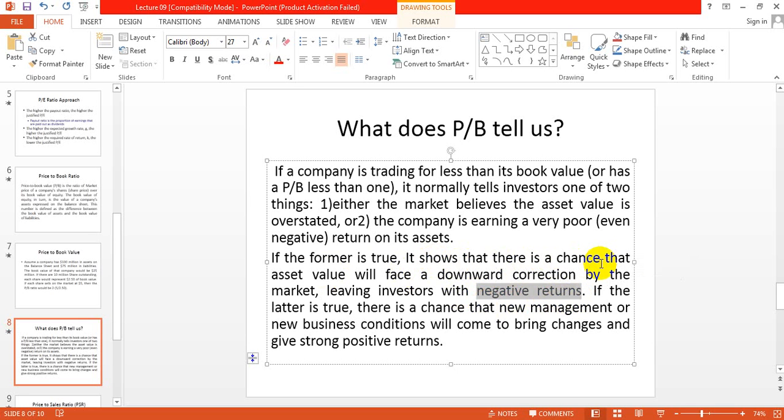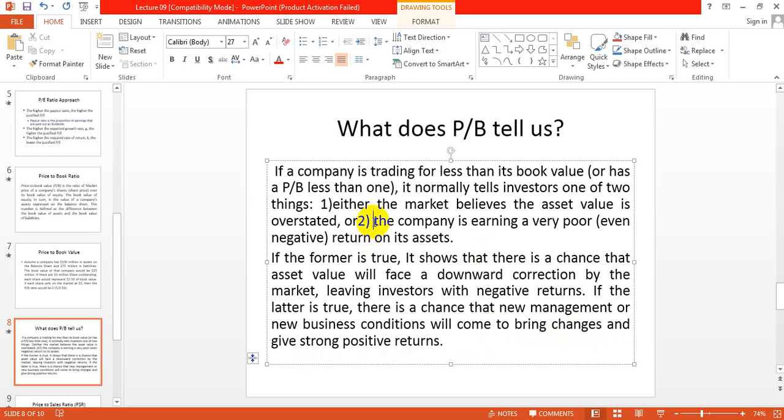It shows that there is a chance that asset value will face a downward correction by the market, that the asset value will come downward, and if the asset value comes downward, investors will be in losses. The second, if the latter is true, the performance of the company is poor. If the latter is true, there is a chance that new management or new business conditions will come to bring changes and give strong positive returns.